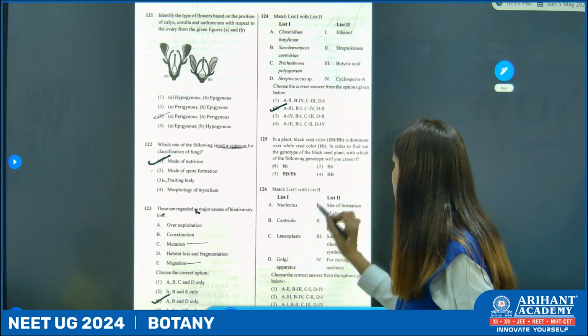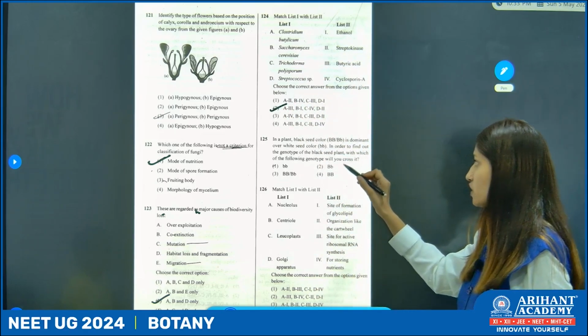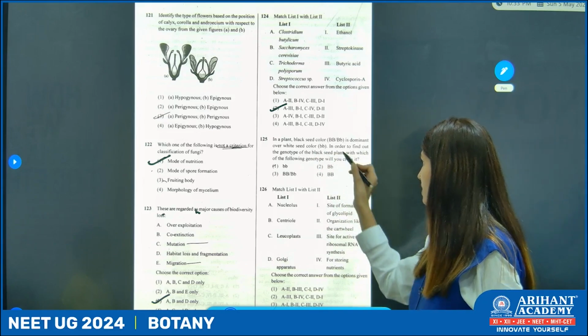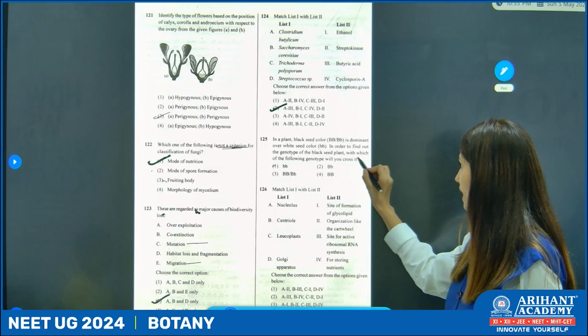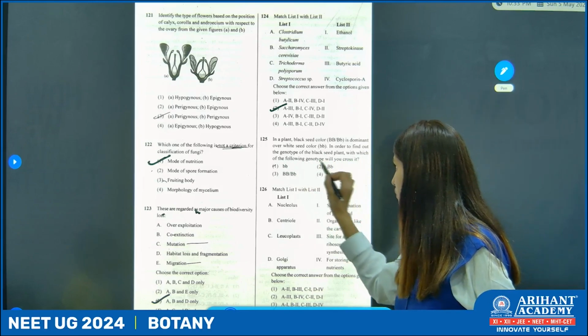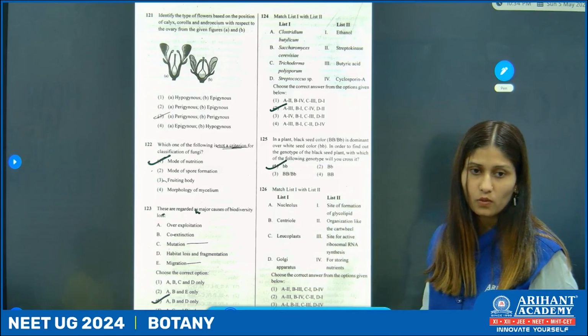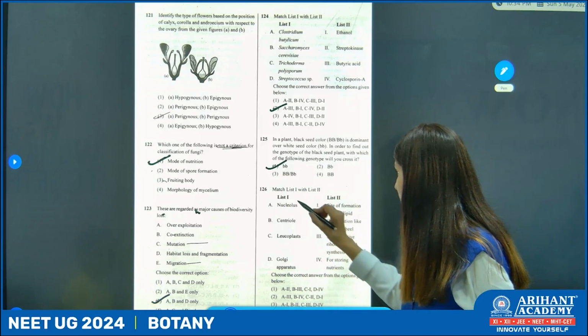Okay. Next question. The given question is, in a plant, black seed color is dominant over white seed. In order to find out the genotype of black seed plant, with which of the following genotype you will cross it? You will cross it with this one, small b, recessive type.